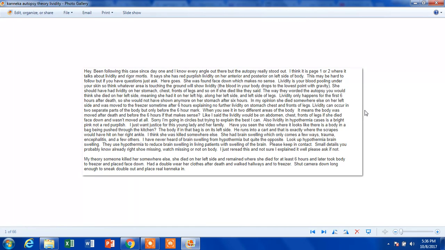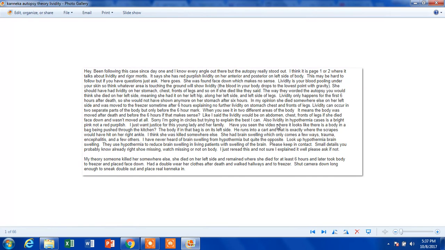Lividity can occur in two separate parts of the body, but only before the 6 hour mark. When you see it in two different areas of the body, it means the body was moved after death and before the 6 hours. If that makes sense. Yes, it makes sense. Now let me explain to you. Lividity can only occur when there is still somewhat of a blood flow and the blood has not settled in one spot. Like I said, the lividity would be on the abdomen, chest, fronts of legs if she died face down and wasn't moved at all.